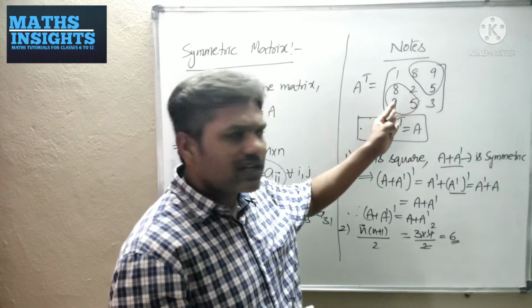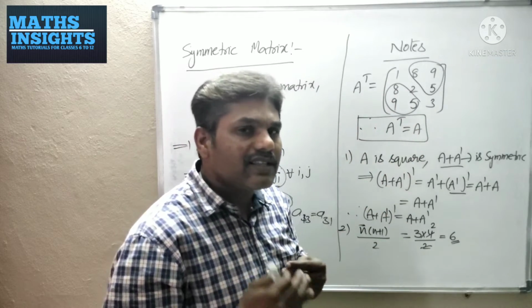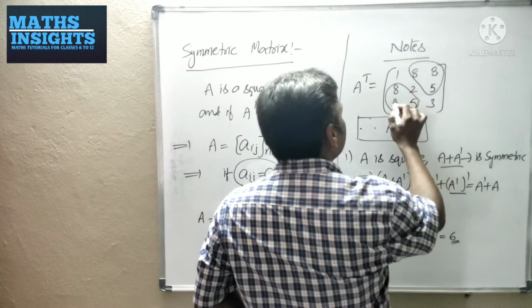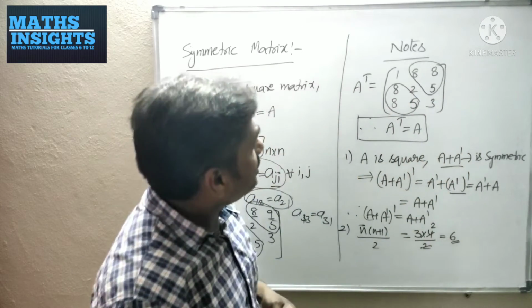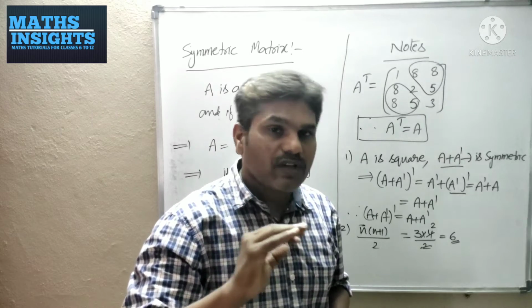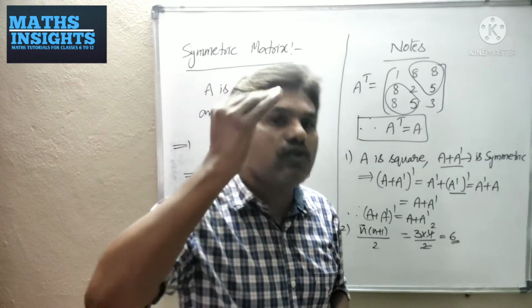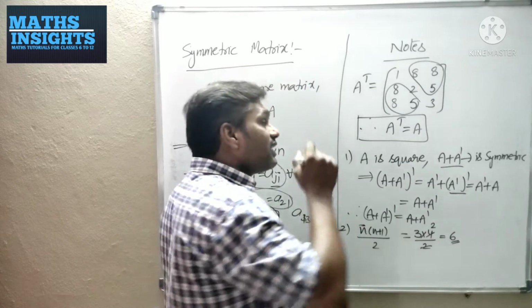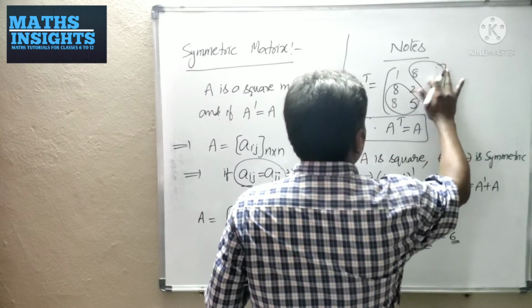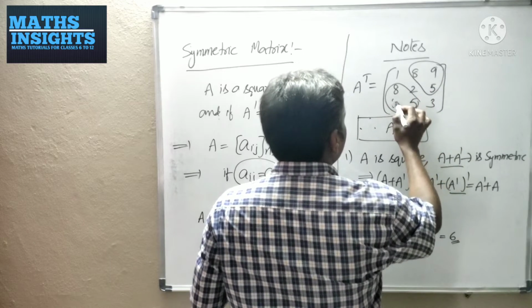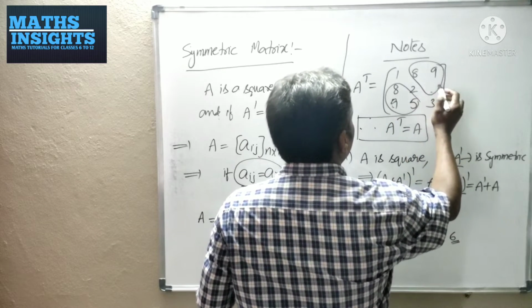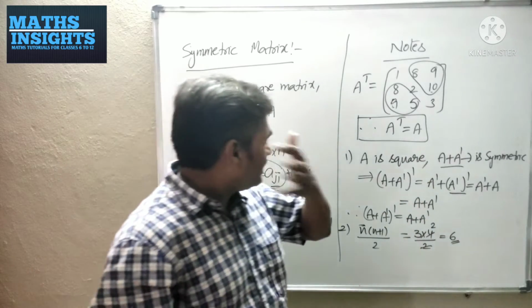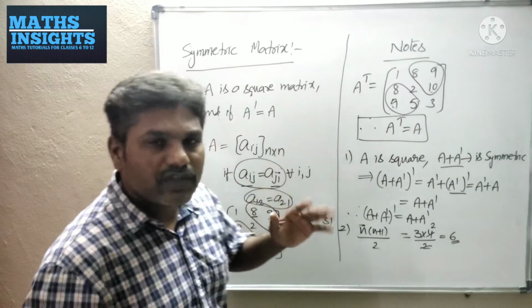In this case also there are 6. You may take fewer. If you repeat 8 here, again you may write 8, but then distinct elements will become only 5. That is not a matter, but you cannot go beyond 6. If you go beyond 6, that will not become symmetric. Suppose here is 9, here also 9. If you take 10 here, first of all, this A transpose will not become equal to A.